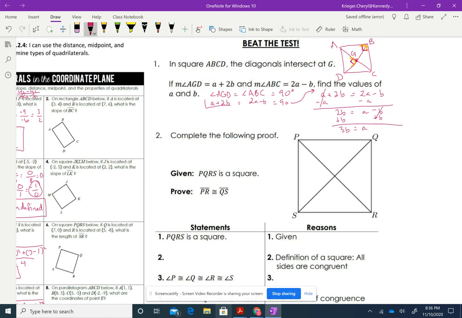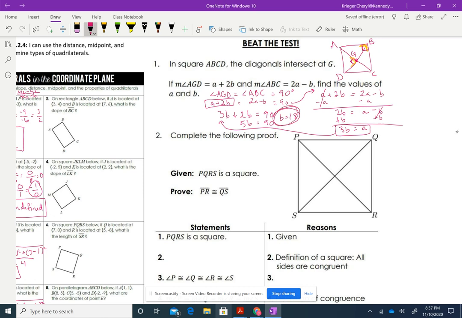So I'm going to choose this one. I could have chosen the other one, but I think this one would be easier. And I can say A plus 2B equals 90, but instead of A, I found that A is equal to 3B. So instead of A, I'm going to write 3B plus 2B equals 90, which leaves me with 5B equals 90. And then when I divide by 5, I get B equals 18. All right, good. So we got B equals 18. That's the value of B.